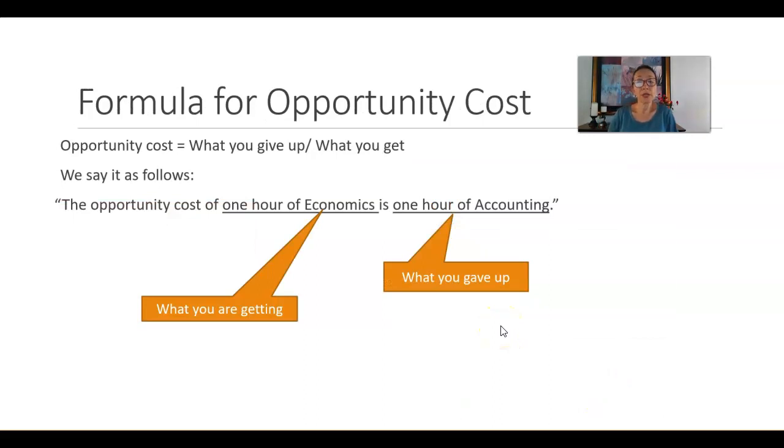When we talk about opportunity cost, we normally say it in a very specific way. We say the opportunity cost of 1 hour of economics is 1 hour of accounting. So don't get confused by the adjective opportunity. If you took out opportunity and just said the cost of 1 hour of economics is 1 hour of accounting, what you'd basically be saying is to get 1 hour of economics, you have to give up 1 hour of accounting. So the formula for opportunity cost is what you give up divided by what you get.